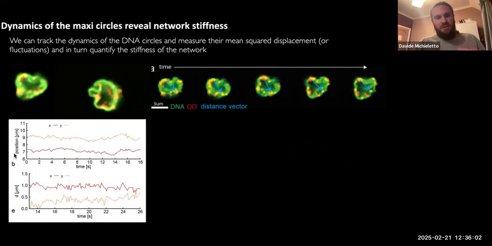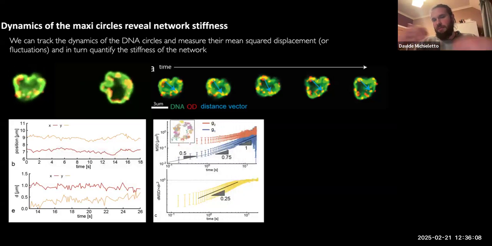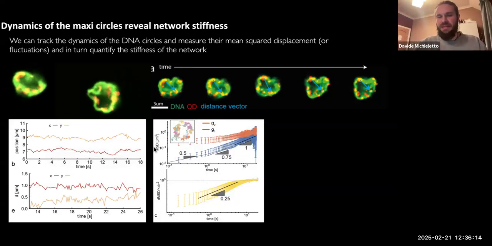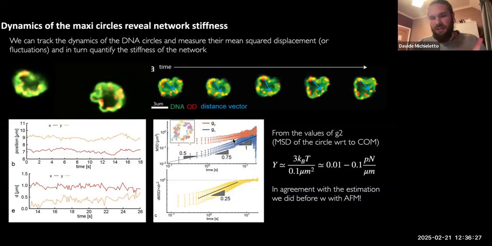We can measure the position in X and Y, and the distance between pairs of quantum dots, and through that we can measure a number of things. For instance, the mean square displacement, which is how far a quantum dot has displaced by itself, the blue curve, or with respect to the center of mass, or with respect to the distance between two quantum dots.